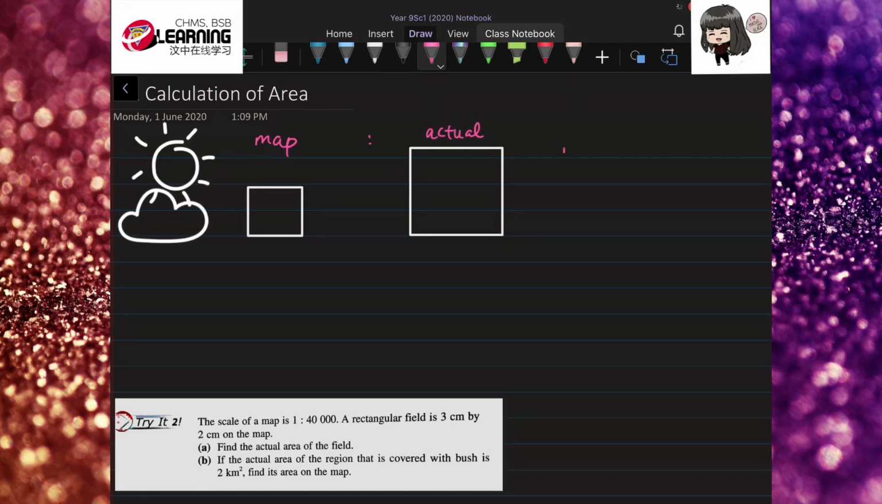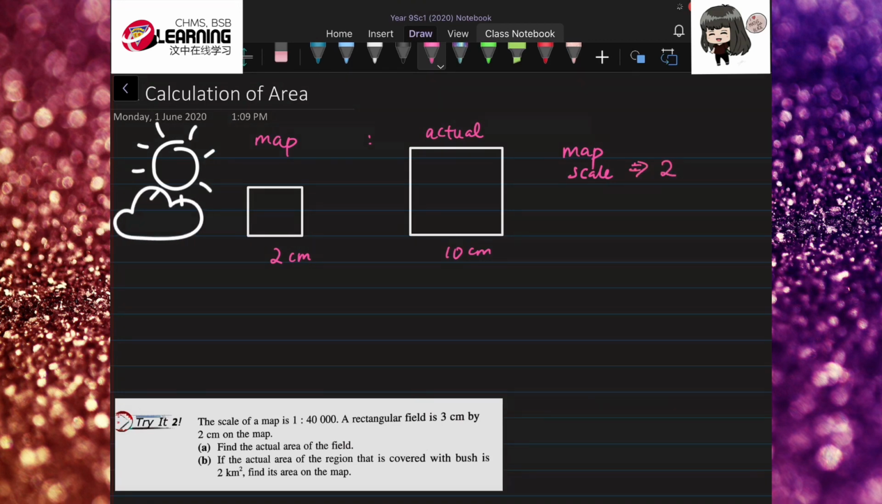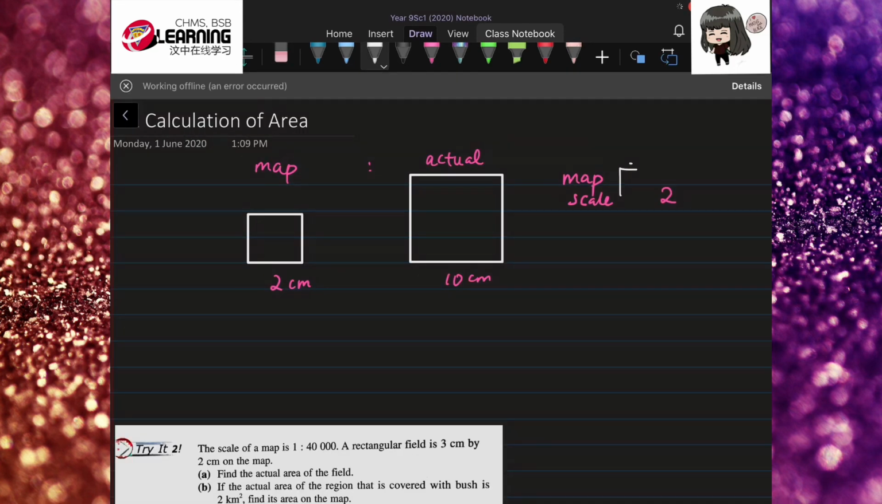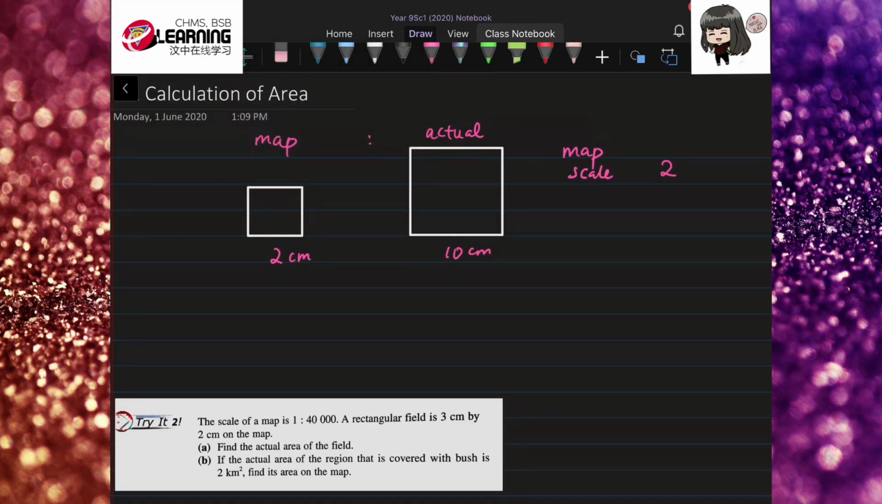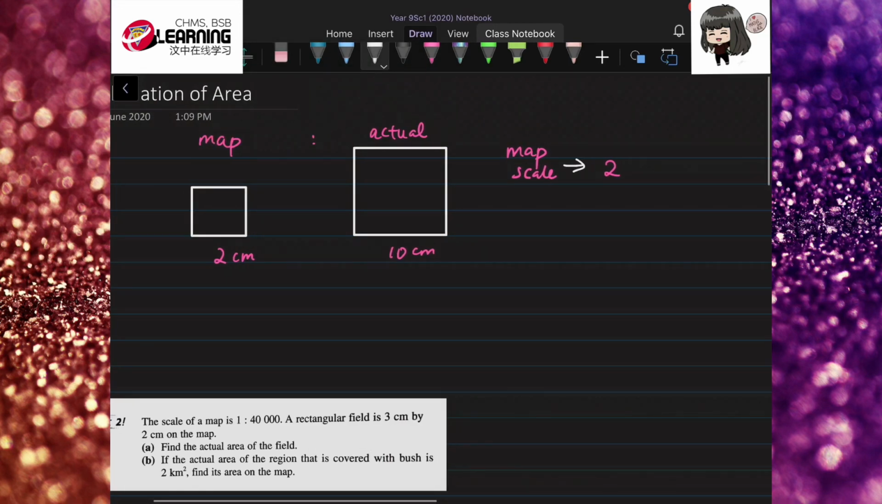The map scale, let's say, is 2 centimeter here on the map, and the actual, let's say, is 10 centimeter. All right, let's say the actual size is 10 centimeter, and the length on the map is 2 centimeter. So the map scale, the ratio, is 2 to 10.